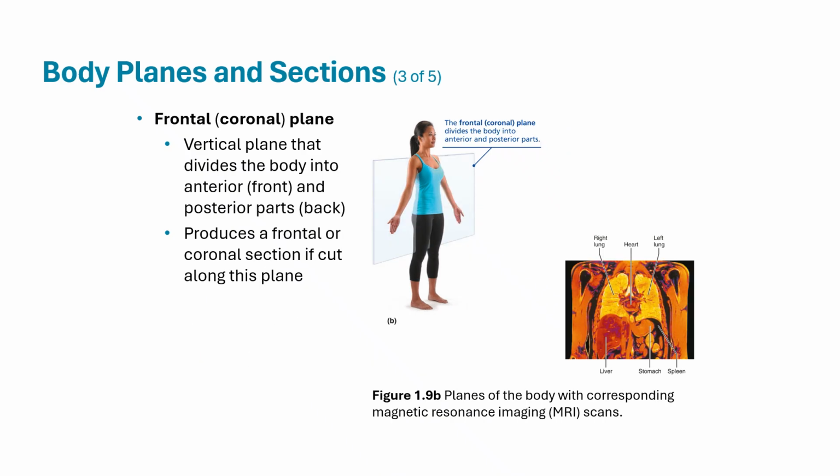The frontal plane or coronal plane divides the body vertically into anterior and posterior parts, so front and back parts. This produces a frontal section through the body. So this would be the plexiglass going right through the body from the side. And this is how it would look on an MRI. So see here you have the shoulders, the heart. It's like taking one slice out.